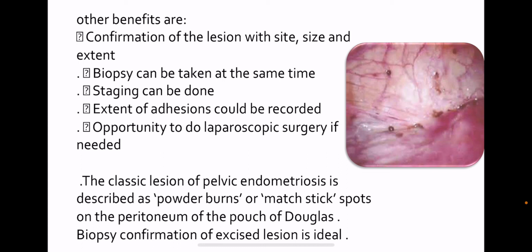The biopsy can be taken at the same time. While doing the laparoscopy, even the biopsy can be taken at the same time. The staging of the endometriosis can be done. The extent of adhesions could be recorded.